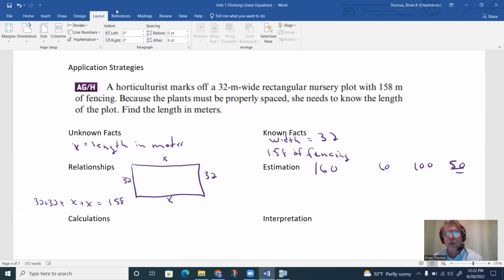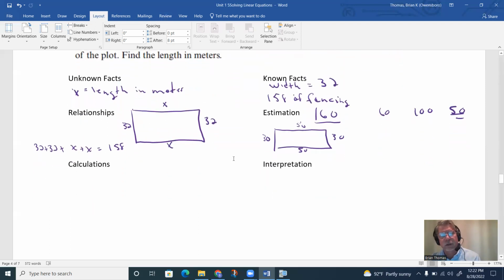So once we have 160 there, if I'm kind of drawing my drawing here, we know that if each side is 30, that adds up to 60. And that leaves us with 100 to be shared on each side, a 50 and a 50. So 50 and 50 and 30 and 30 does add up to 160. So the answer's got to be close to 50 for the length, using estimation as a strategy.